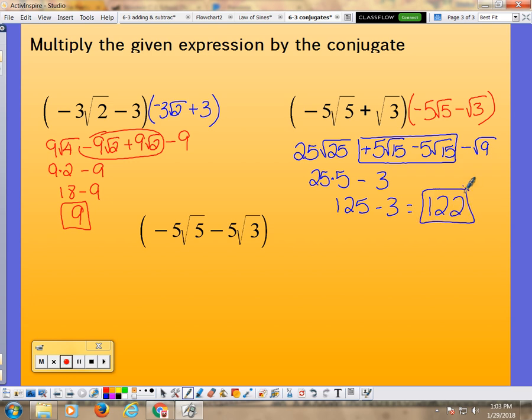All right, last but not least. -5 square root of 5 minus 5 square roots of 3 is going to be -5 square root of 5 plus -5 square root of 3. And if you do all this math, we're going to get 25 square root of 25 plus 25 square root of 15.